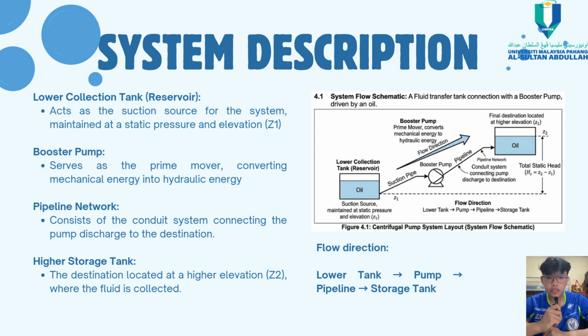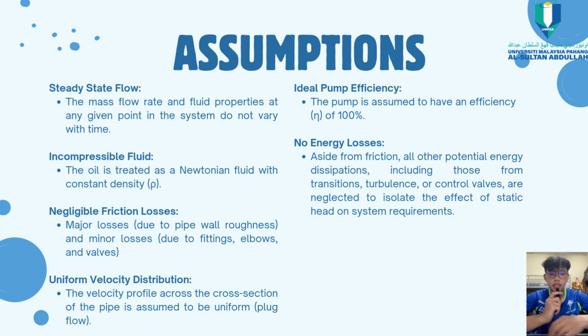At last, we have the higher storage tank, the destination located at a higher elevation, known as Z2, where the fluid is collected. As we can see in the diagram here, the flow direction is from the lower tank to the pump, to the pipeline, and lastly to the storage tank. To facilitate the theoretical analysis and baseline performance calculation for the centrifugal pump training model, the following assumptions have been applied. First, we have the steady state flow.